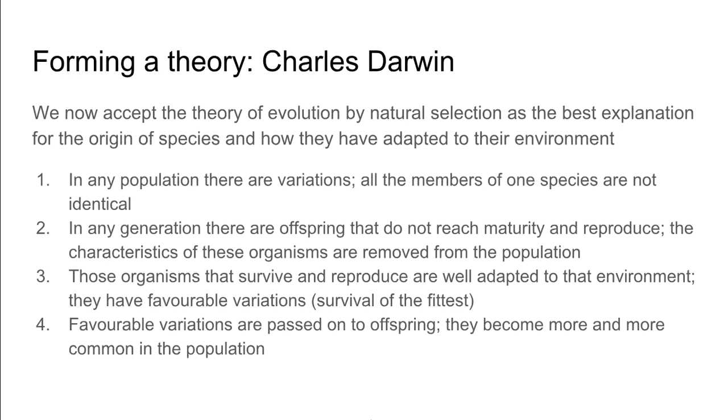Three, those organisms that survive and reproduce are well adapted to that environment. They have favorable variations, which is also termed survival of the fittest. And these favorable variations are passed on to offspring. They become more and more common in the population.